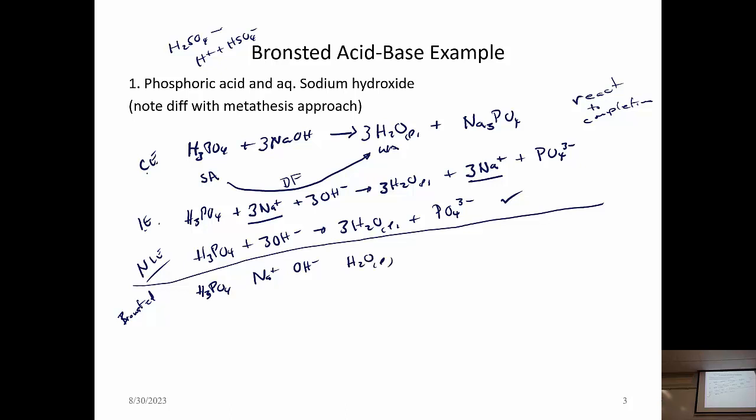Water is both an acid and a base. And so in this case, it's a solvent, but sometimes that solvent can react potentially.